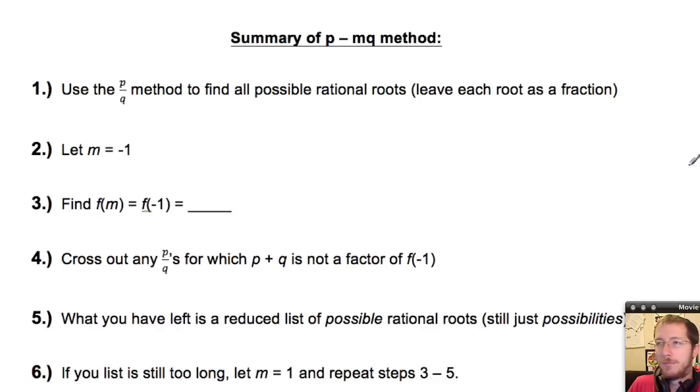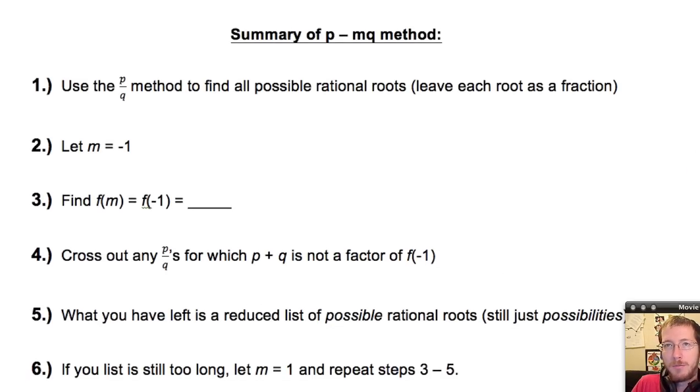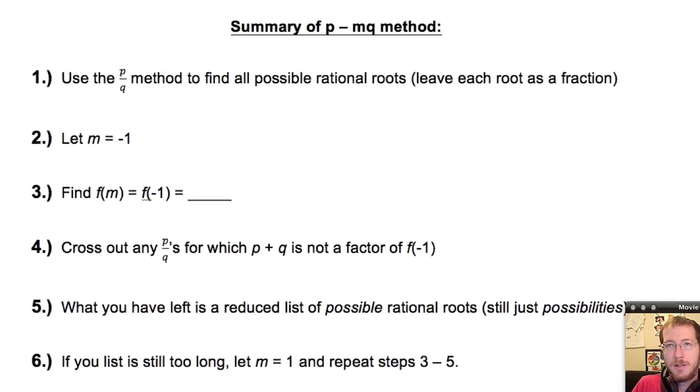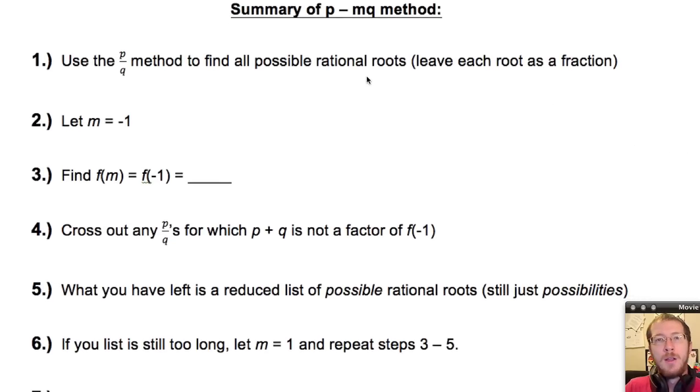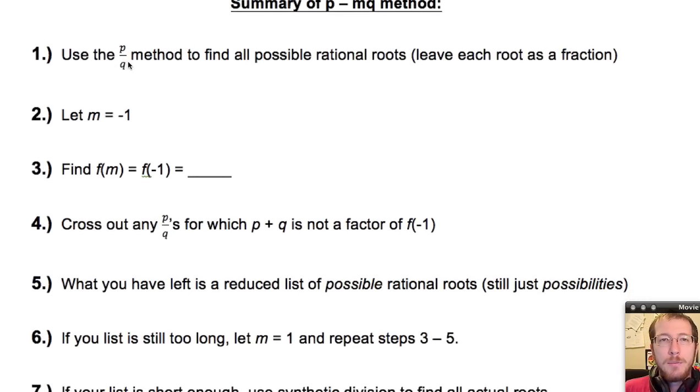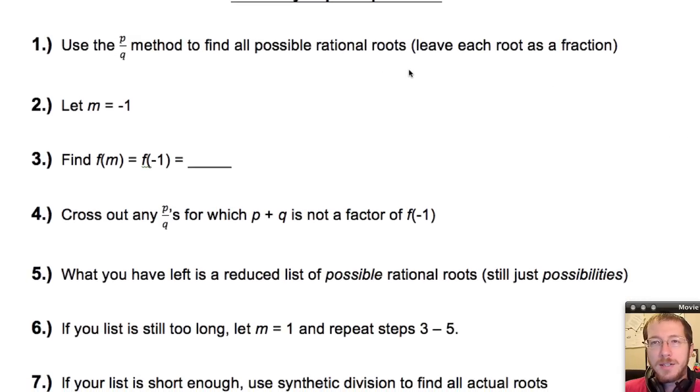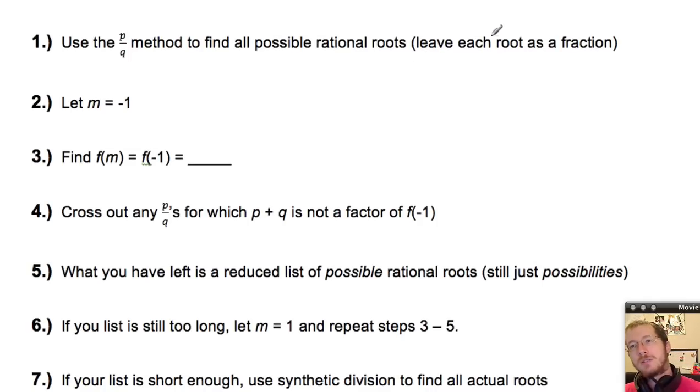So, in summary, P minus M cubed. I want to pause this and jot this down. This is a good step-by-step how-to for the P minus M cubed method. First thing you need to do is the P over Q method for finding all the possible rational roots. Make sure to leave each root as a fraction, separated into positive and negative. Start off with -1 as your M, just for simplicity's sake.